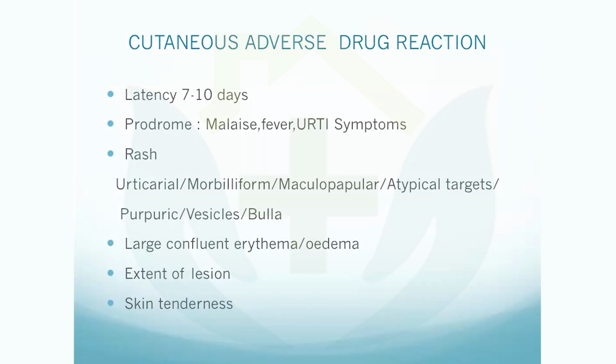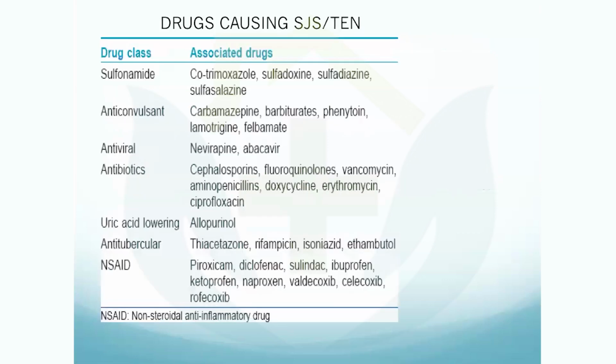The patient can present with malaise, fever, and upper respiratory symptoms. They can have rash in various shapes and sizes, and they can have concurrent areas of erythema and edema. Do check the extent of the lesion. Do check for skin tenderness. If the skin is tender, you have to be very careful. It could be an impending toxic epidermal necrolysis. So these are the drug lists for toxic epidermal necrolysis and Stevens-Johnson syndrome. It's for you to learn.